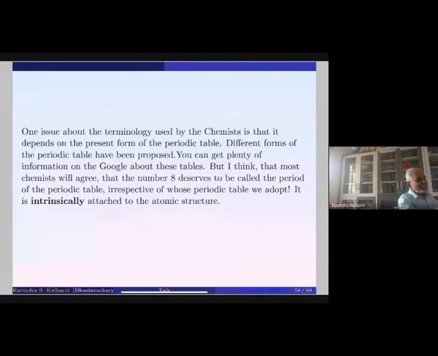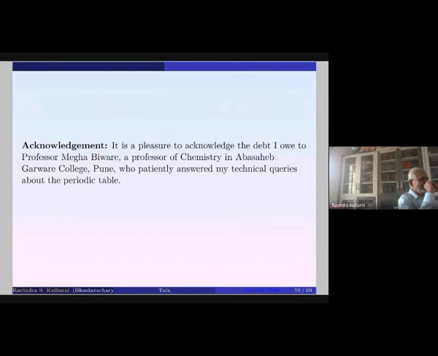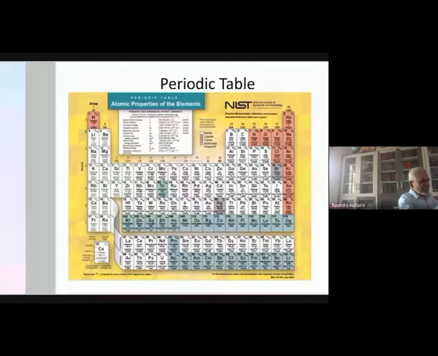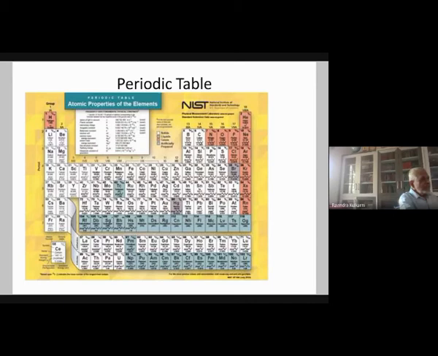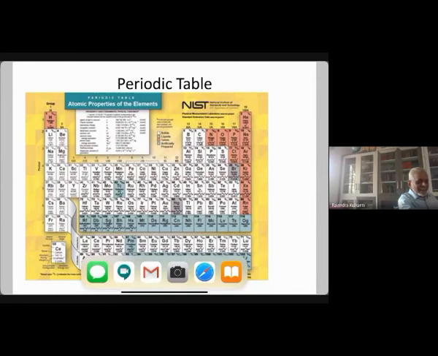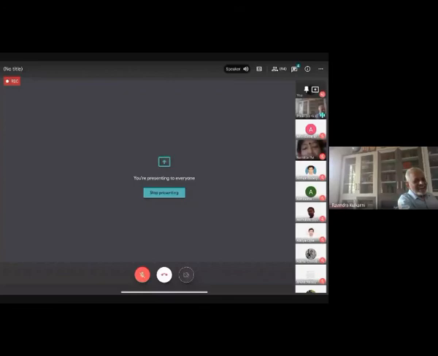I consulted a professor of chemistry, Megha Bevre in Pune. She answered my queries on this periodic table. Okay. Now the pictures. And now this is the periodic table. How many of you have seen this periodic table? Has everybody seen it? Now you understand the periodic table.